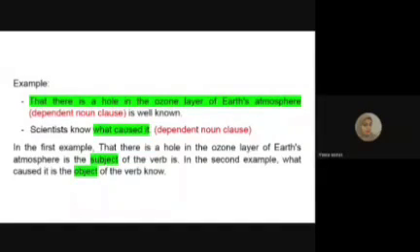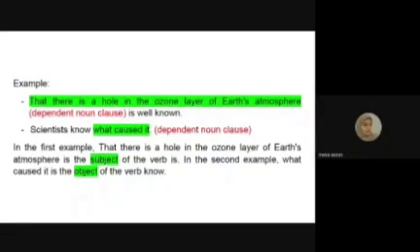So let's review the first example. That there is a hole in the ozone layer of Earth's atmosphere is well known. So here it comes as the subject. It starts with the subject, the dependent noun clause here. The other one is as an object. Scientists know what caused it. Here it functions as an object.